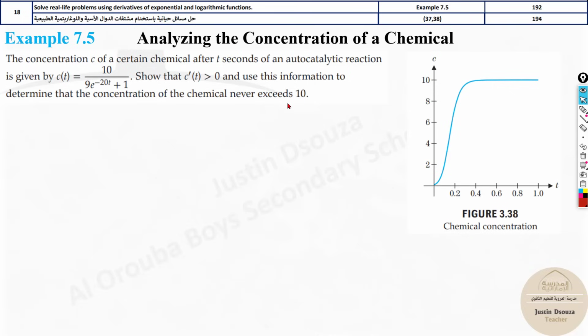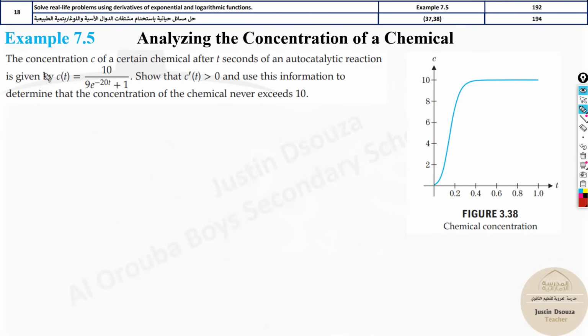Now this is something you have to solve, but there is a lot of understanding needed as well. First of all, don't be confused. They have told us C dash of t is greater than 0, fine. But the concentration of the chemical never exceeds 10, that is the given equation. You can do this first or that second, but I will do this one first because we have to use the given equation itself.